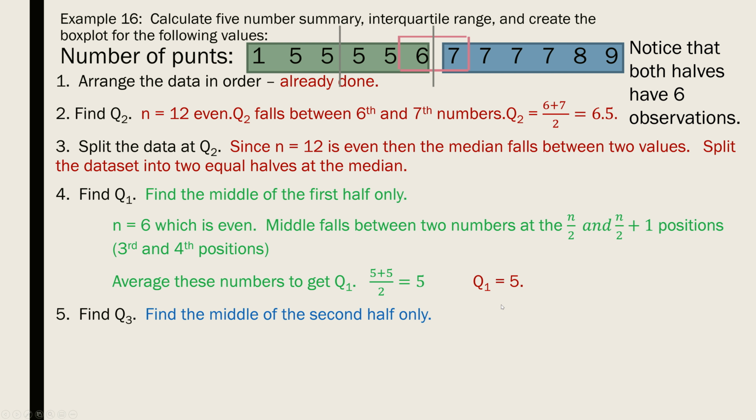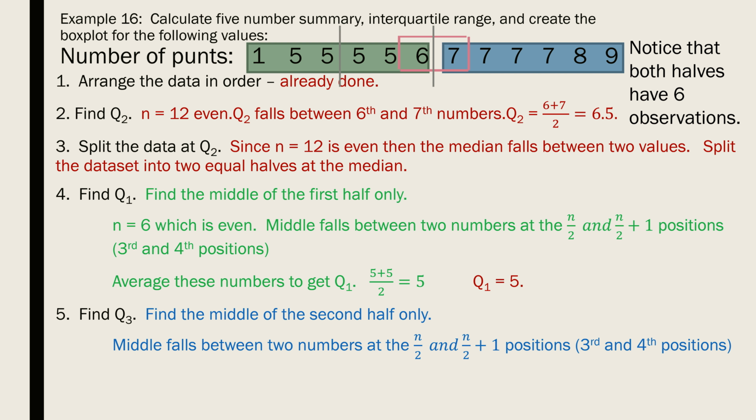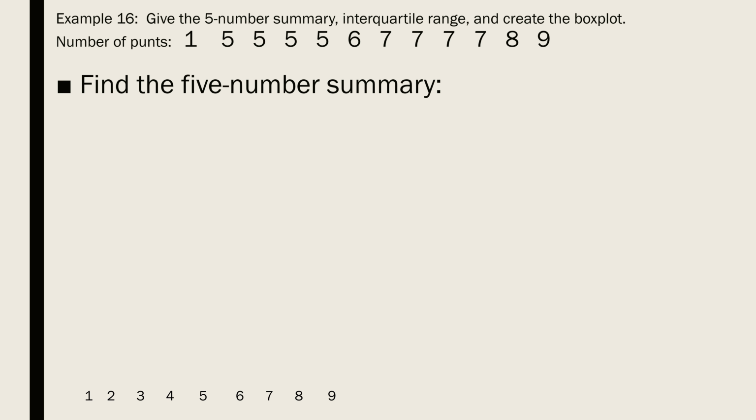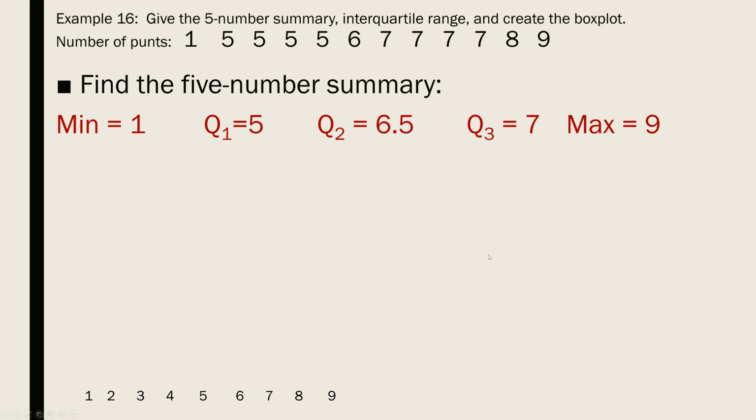Then we want to find the third quantile. We find the middle of the second half only. The middle falls between two numbers at the n divided by 2 and n divided by 2 plus 1 positions, the third and fourth positions. We take the average of those numbers to get the third quantile, which is 7 plus 7 divided by 2, which equals 7. Next, we want to find the 5-number summary. The minimum is obvious, and the maximum value is also easy to find.